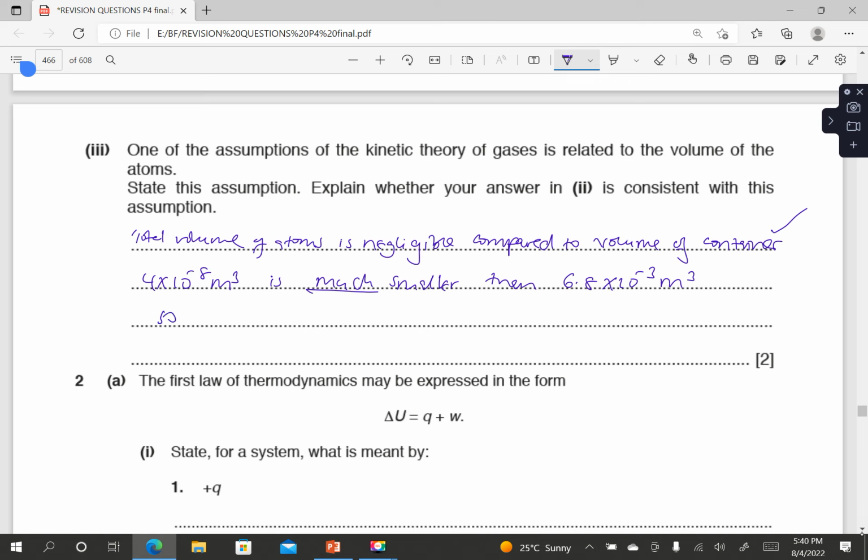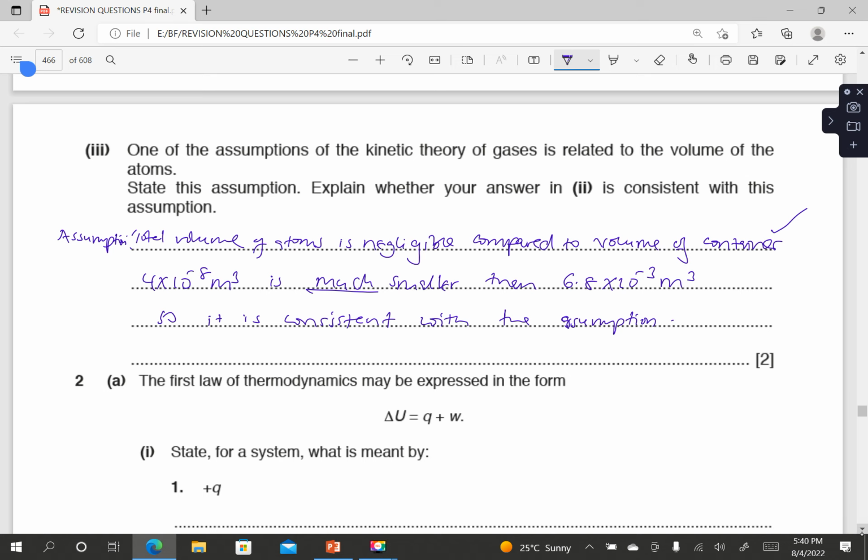cubed. So it is consistent with the assumption. Note that they told you to state the assumption. So you start by stating the assumption here.